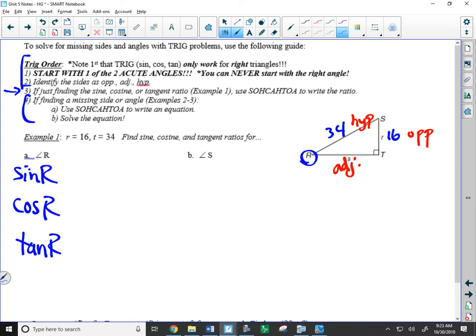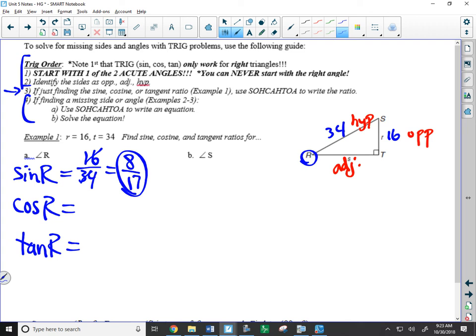So sine of R, I'm just following the formula sheet. Sine is opposite over hypotenuse. I already labeled it, so it's 16 over the hypotenuse 34. I'd like for you to reduce these for our purposes, so I can divide each by 2. You get 8 over 17. Alright, and we'll repeat with cosine and tangent.